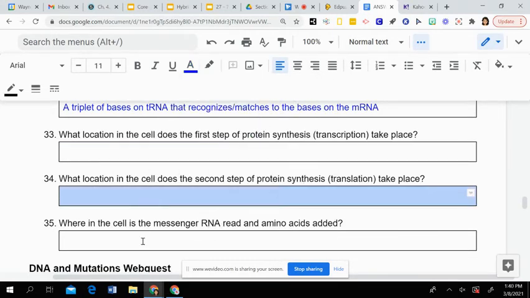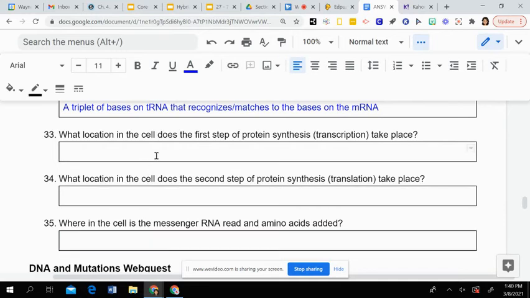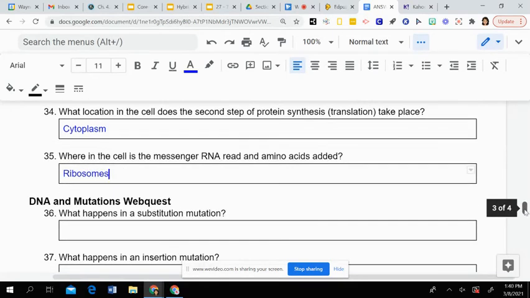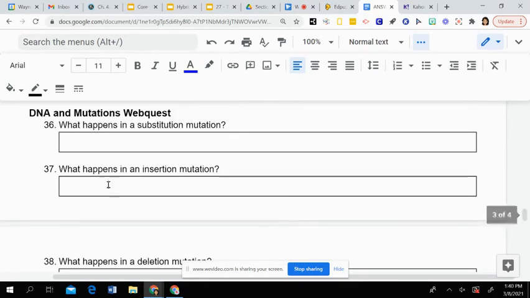This was a warm-up. So, what location in the cell does the first step of protein synthesis take place? Ansley. The nucleus. Which location does the second step of protein synthesis take place? Tony. Cytoplasm. Where in the cell is messenger RNA read and amino acids added? Allie. Ribosomes. Right.